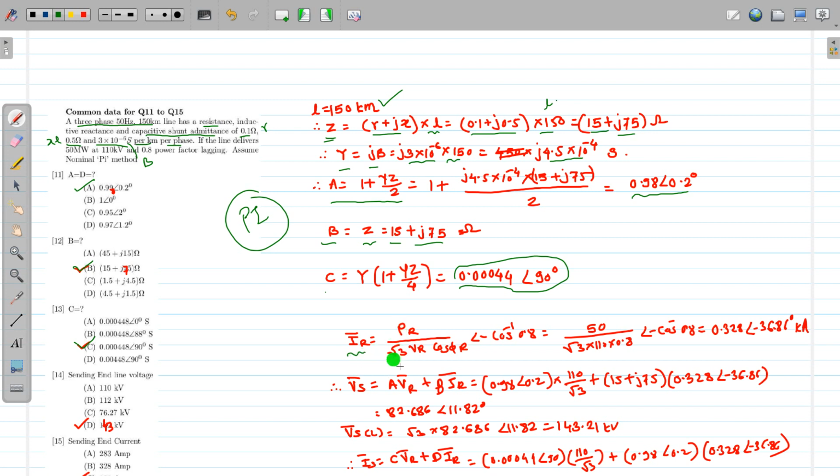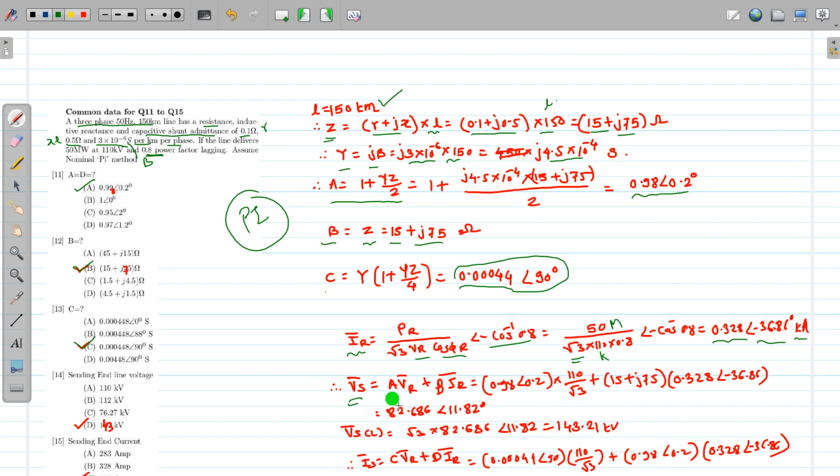So IR is equal to PR divided by root 3 VR into cos phi R, as the power factor is lagging. The power factor is 0.8 lagging, given. So it is a minus of cos inverse of 0.8. So 50 megawatt, and the voltage is in kilovolt, and this is the line voltage, so it is multiplied by root 3. Mega divided by kilo, ultimately your current comes in kilo ampere. So it is 0.328 at an angle of minus 36.86 kilo ampere.